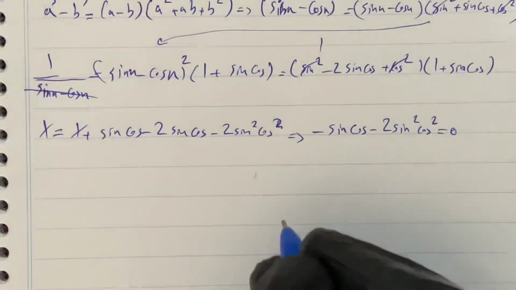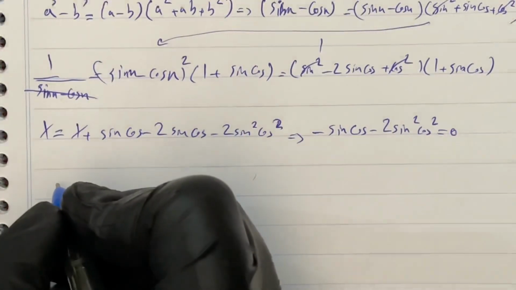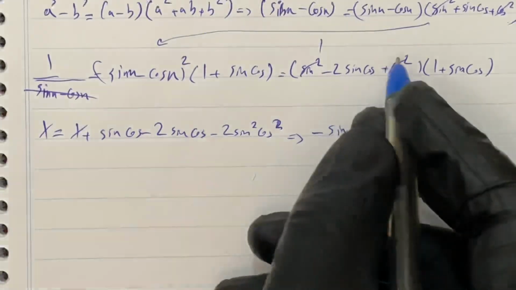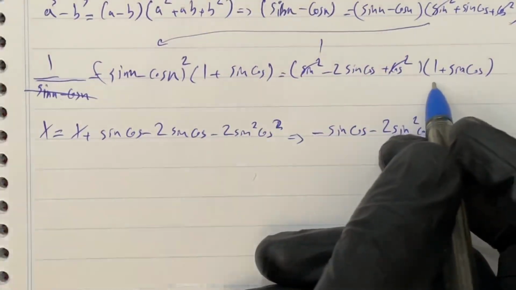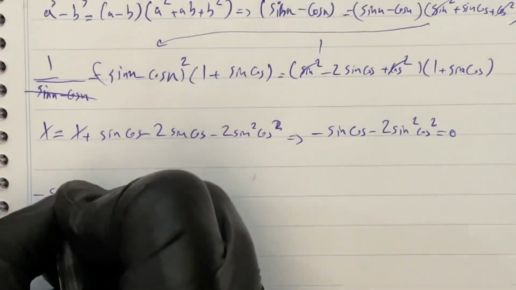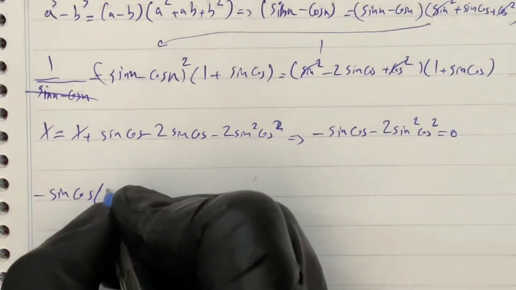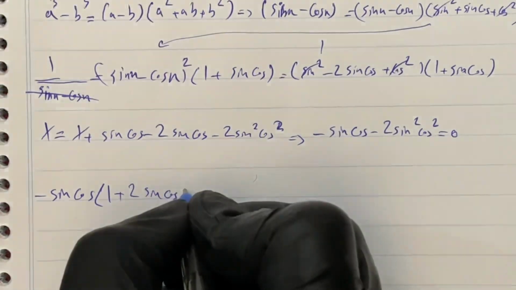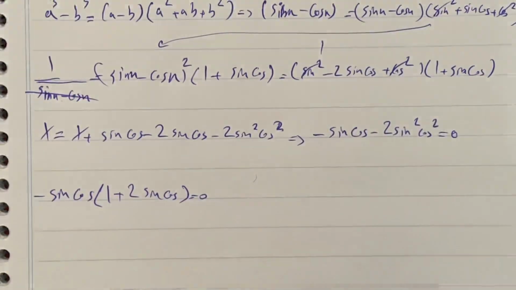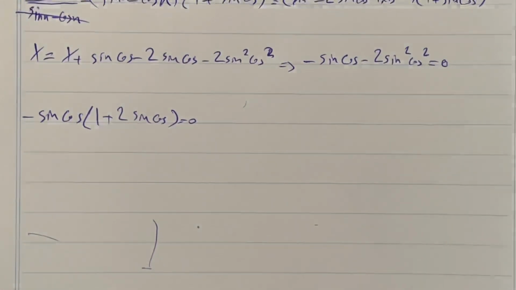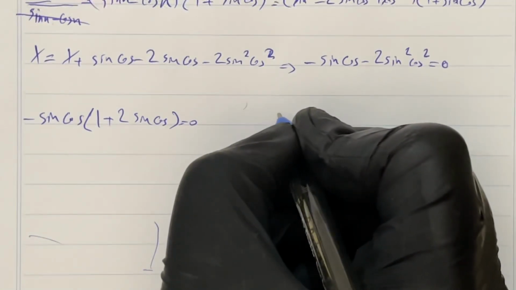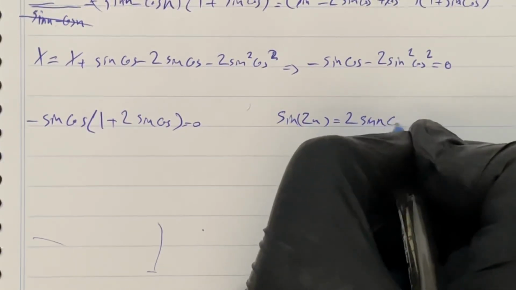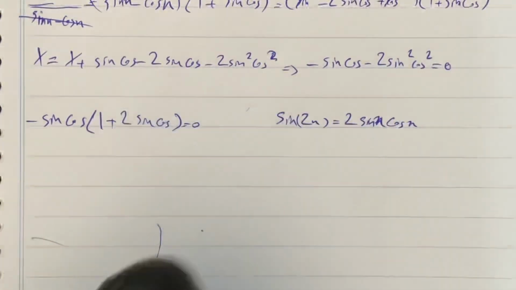So here let's factorize a negative sine cos. What would we have? Let me just check real quick if I did it right. Yeah, it was right. If we factorize a negative sine cos here, we would have 1 plus 2 sine cos equals 0. And we know by one of the trig formulas that sine of 2x equals 2 sine x times cos x. We just apply it here.